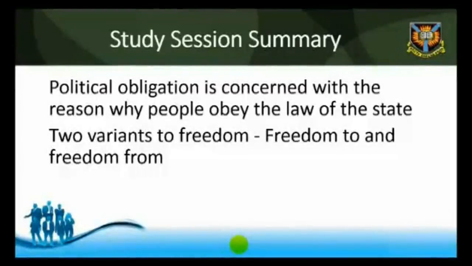Liberty must therefore be identified with what is good or right, that is, with the performance of moral duties. The state, therefore, constitutes the most important barrier to the exercise of freedom. There are two variants of freedom: freedom to and freedom from. We also noted that justice means different things to different people.